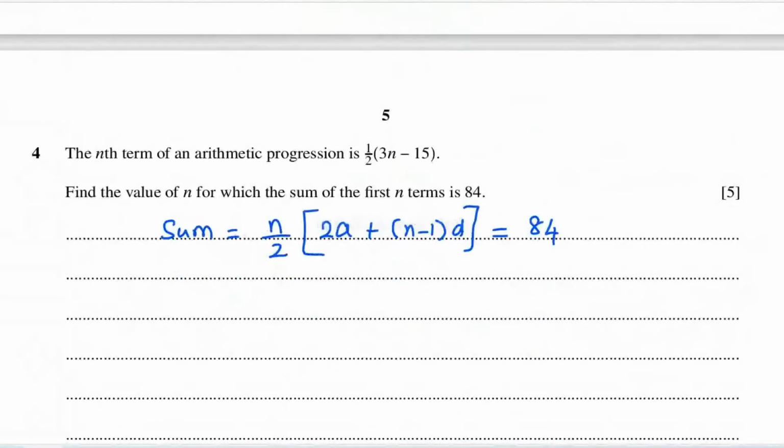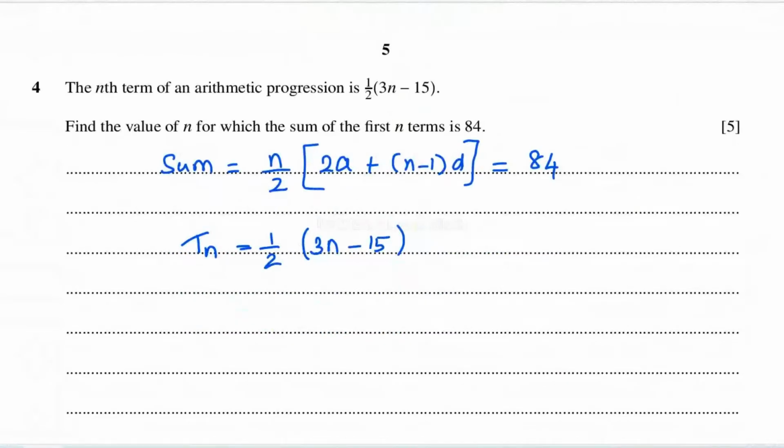And it's given the nth term of the arithmetic progression is 1 over 2 multiplied by 3n minus 15. And we know the first term is a in the arithmetic progression. So a is equal to, so substitute n value as 1. So you will get 1 over 2 multiplied by 3 minus 15, which is equal to minus 12 divided by 2, minus 6. So a is equal to negative 6.